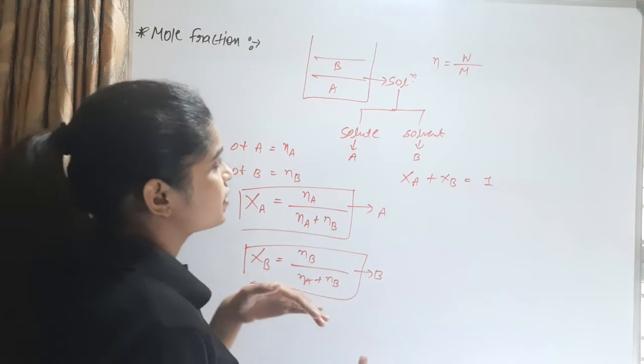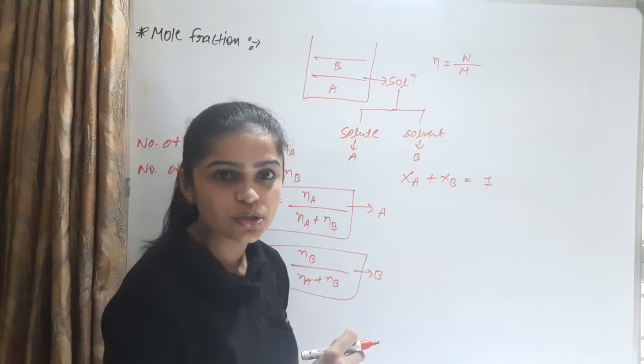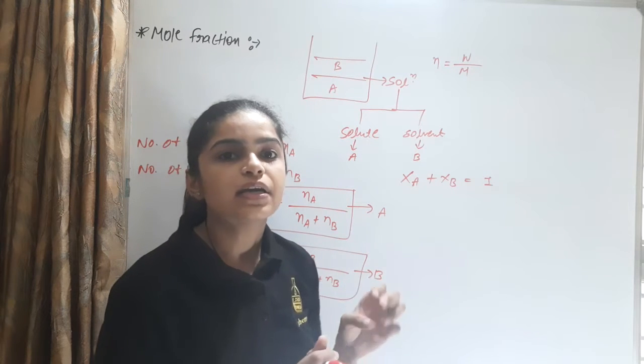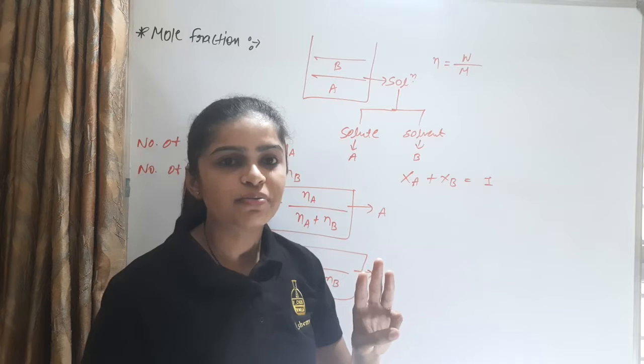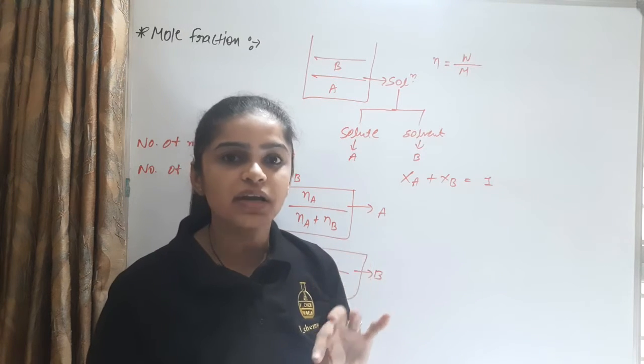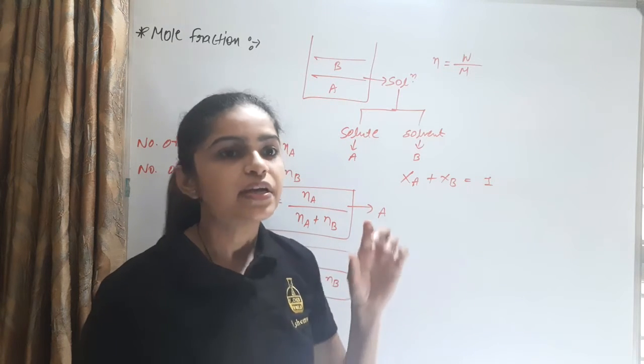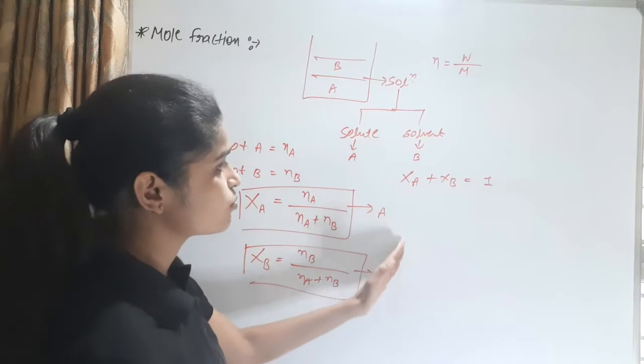There are also ternary and quaternary solutions. In a ternary solution, three components are present: two solutes and one solvent. In a quaternary solution, three solutes and one solvent. In the same way we define the mole fraction.